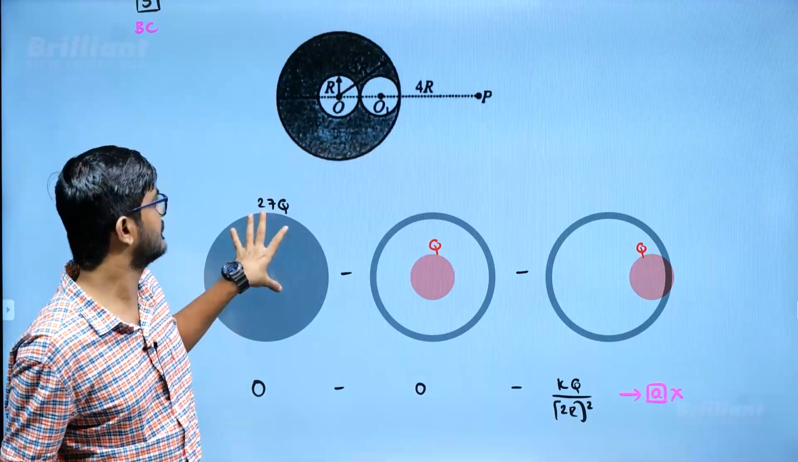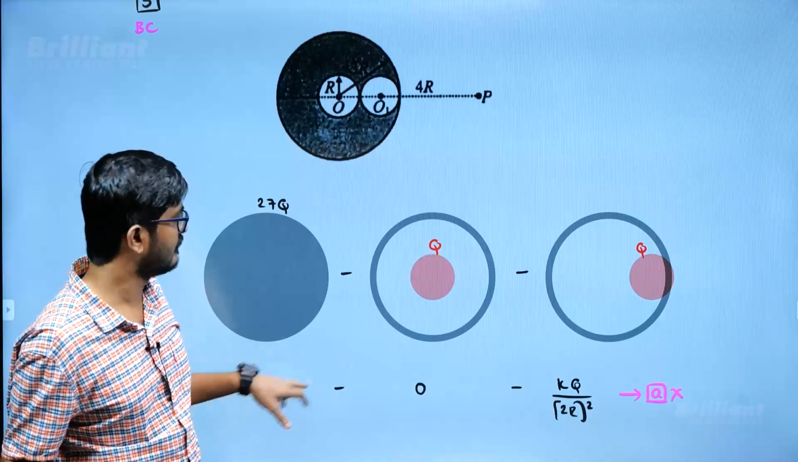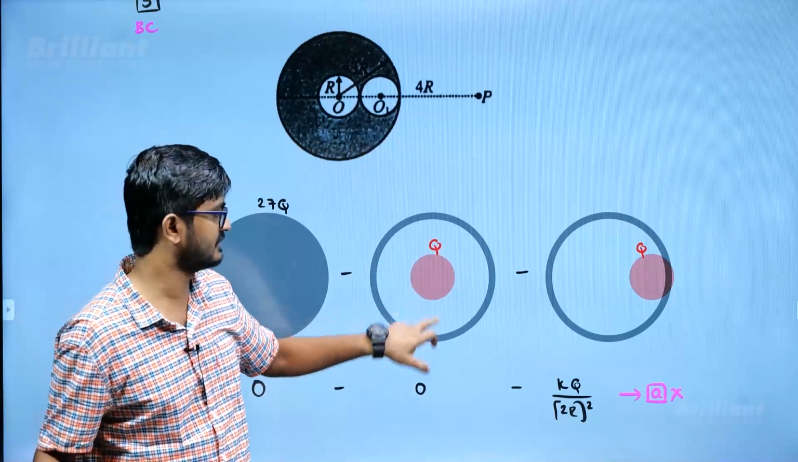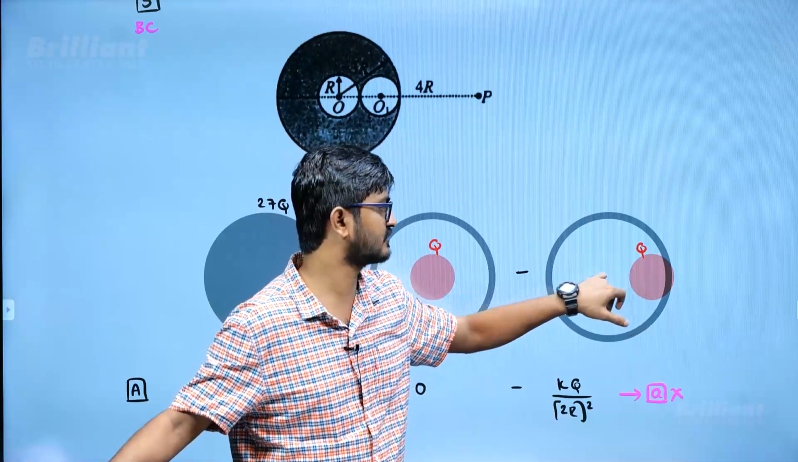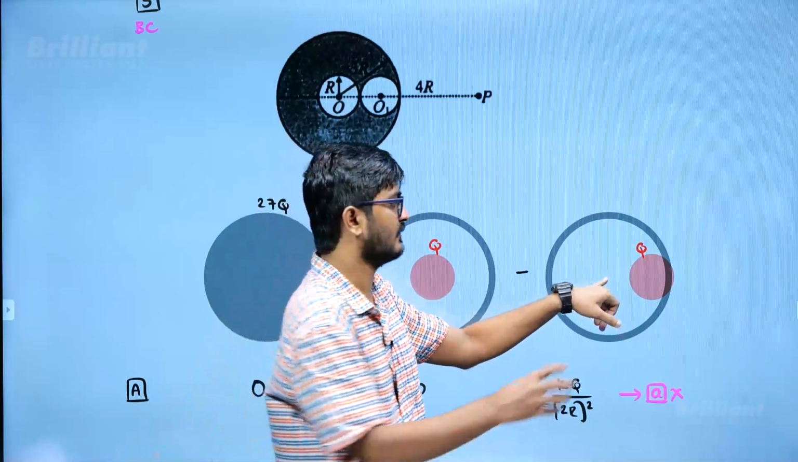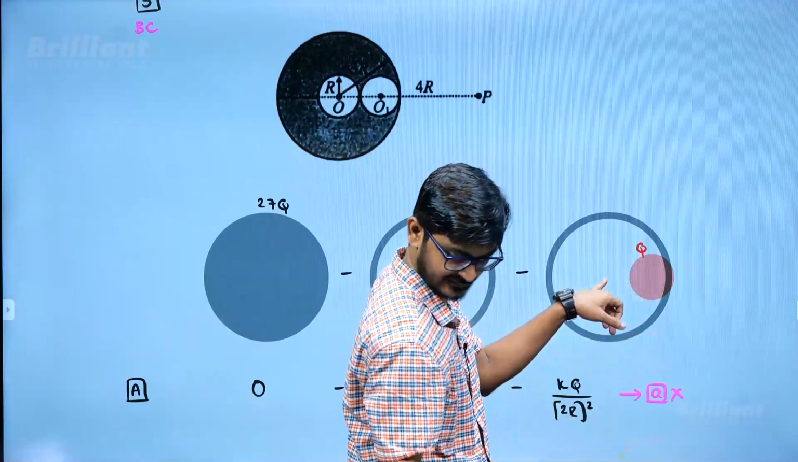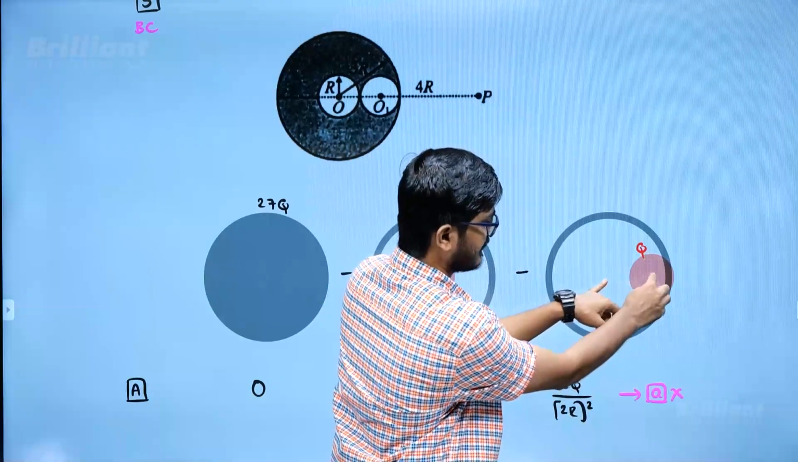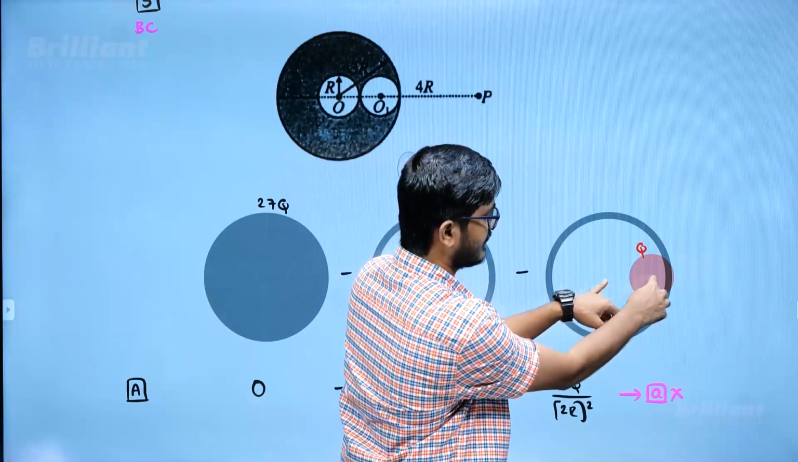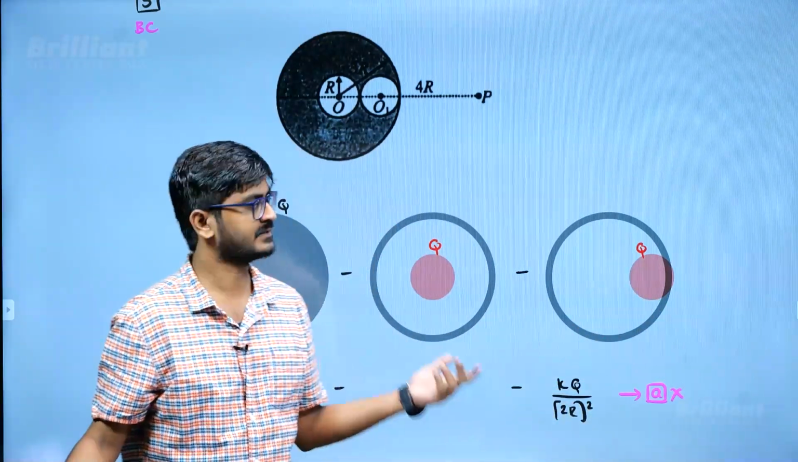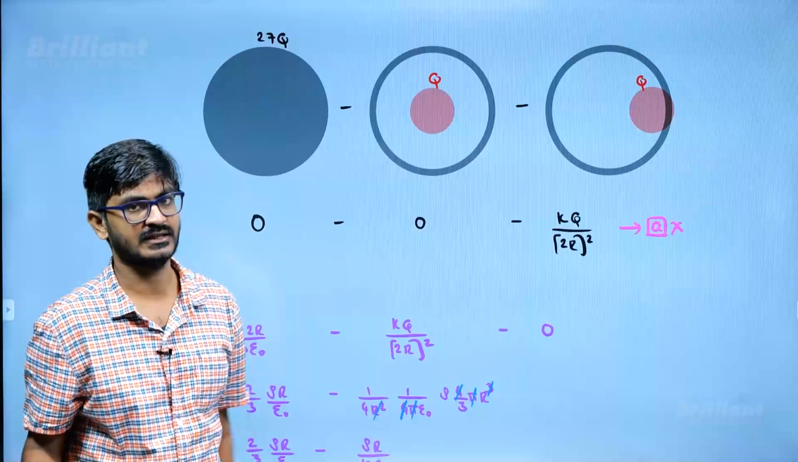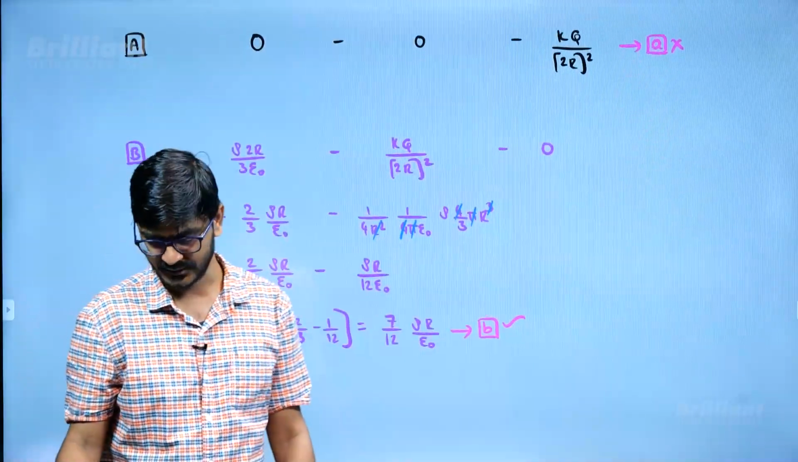Now field because of this bigger sphere at the center is 0, field because of the smaller sphere at the center is 0, field because of this sphere at this point: now this point is going to be outside the sphere. So I can visualize this charge as a point charge placed at the center. So kq by this distance square, kq by this distance square, right? Anyway, that is not going to be 0. So option A is not correct. Now going to option B.